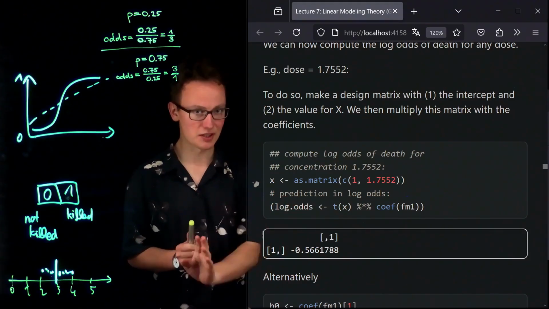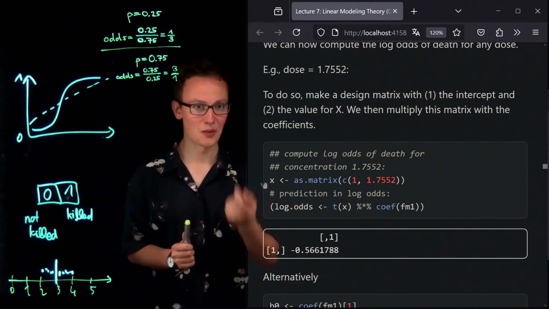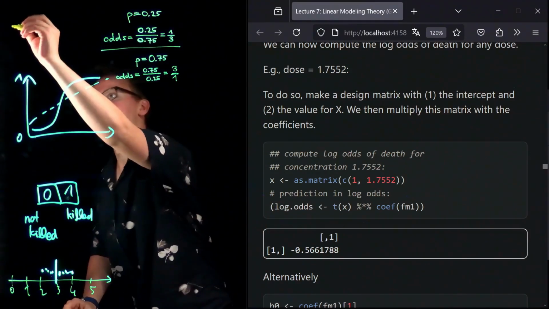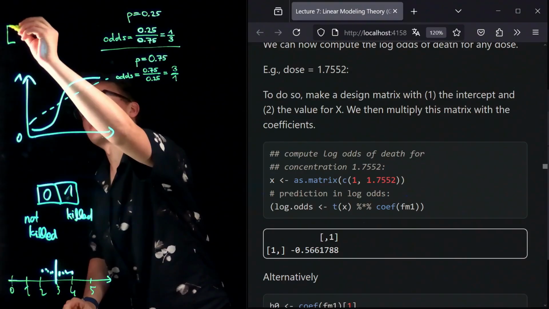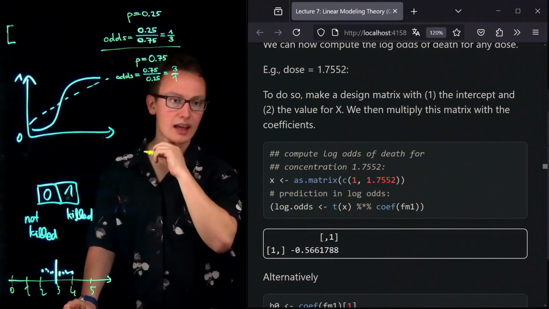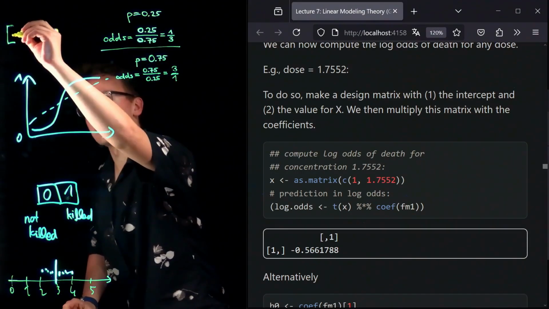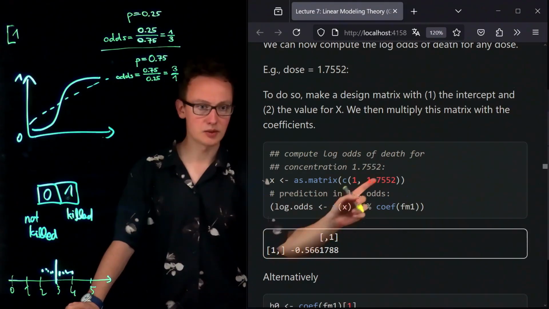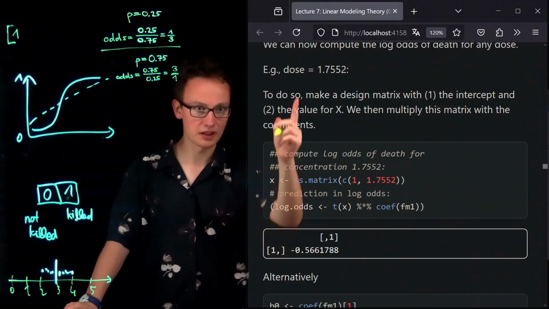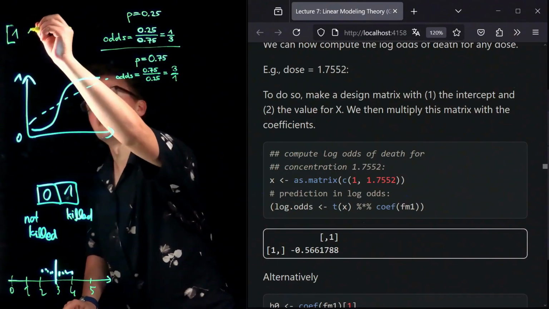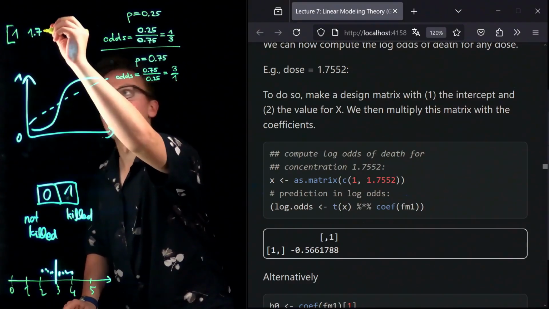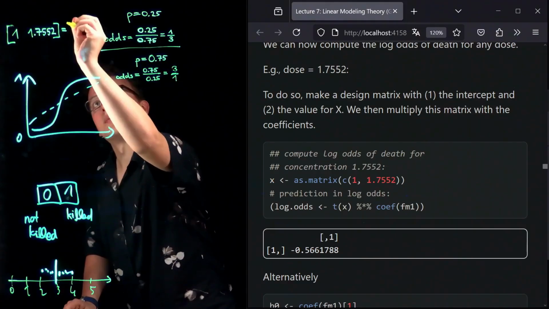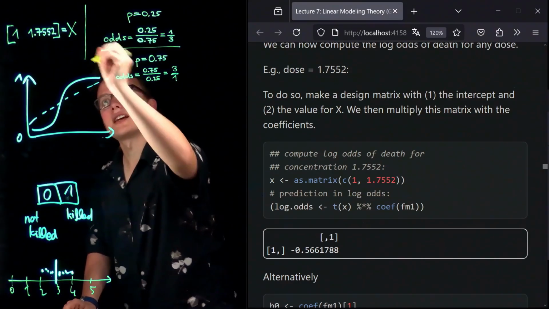And this design matrix will just contain one data point. So I want to create a matrix which has one row because one data point, and the first value will be 1 for the intercept. That's always what I have for the intercept column. And the second value will be the value of my predictor dose, so 1.7552. And so this will be my design matrix X in this case.